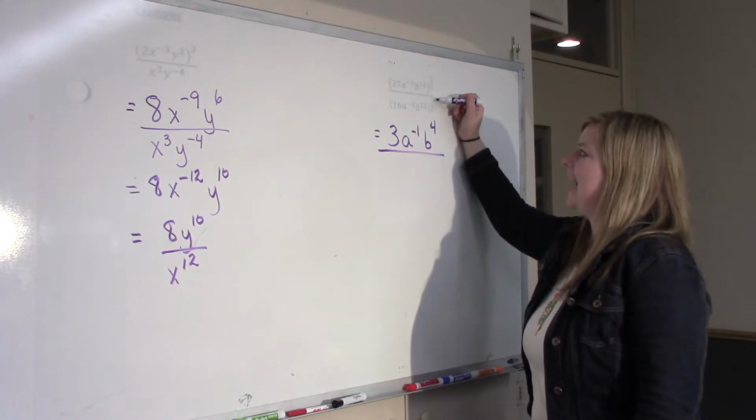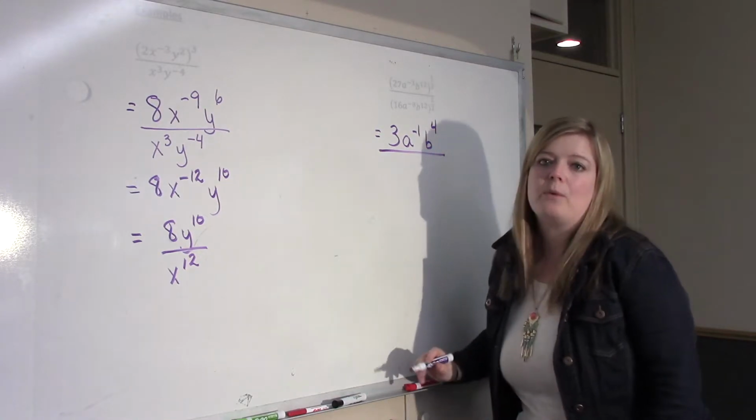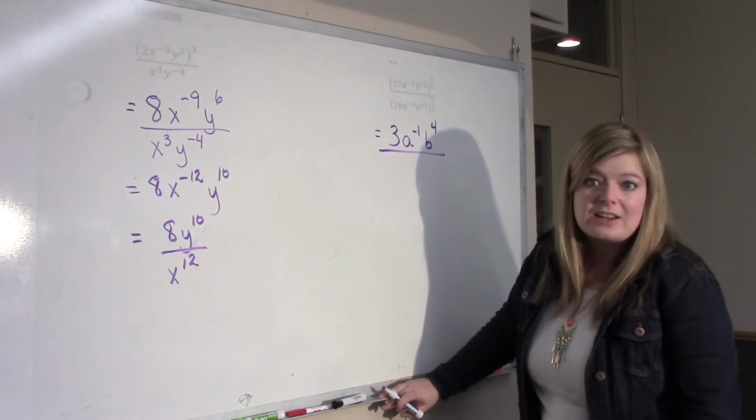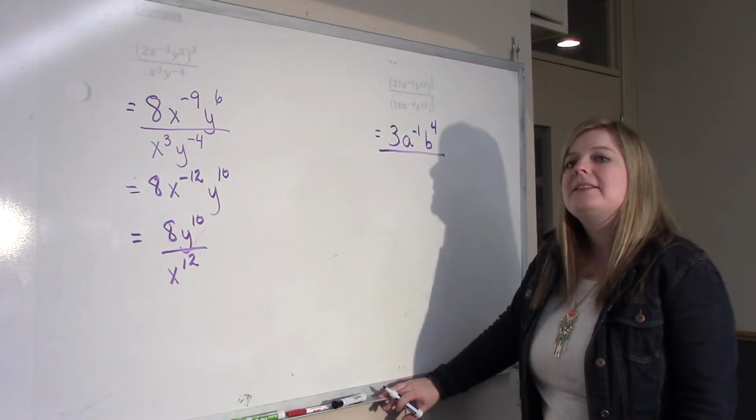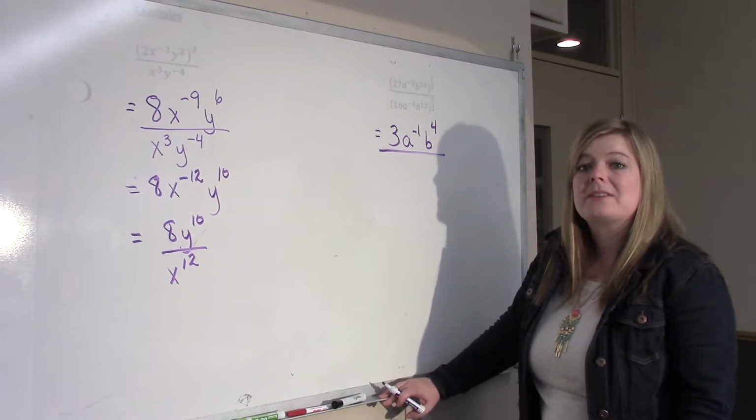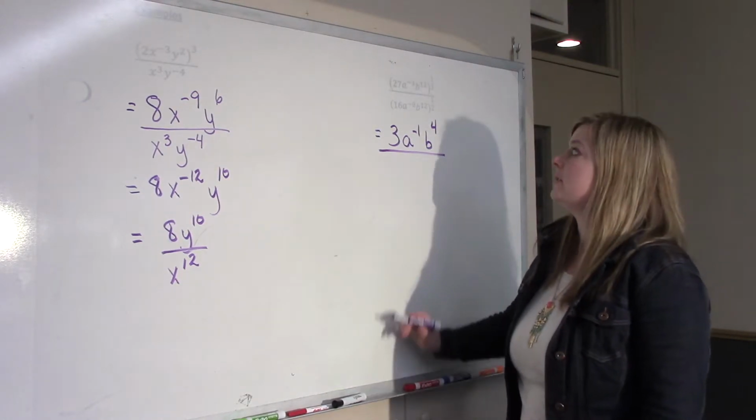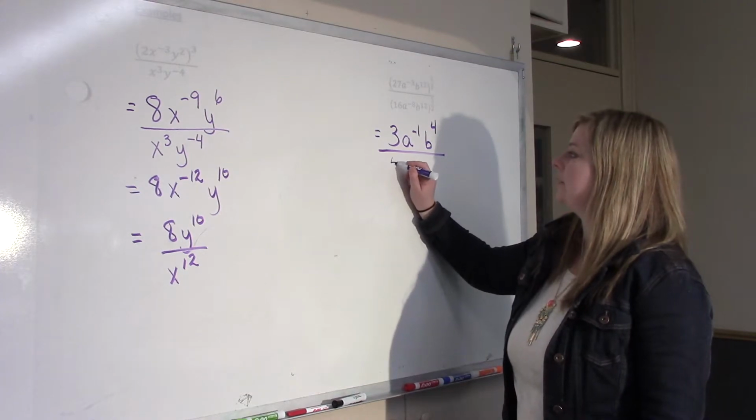Okay, now I have a half. So 16 to the power 1/2 does not give me 8. It's not 16 times 1/2. It's 16 to the power 1/2, which is the same as the square root of 16. So 16 to the 1/2 is 4.